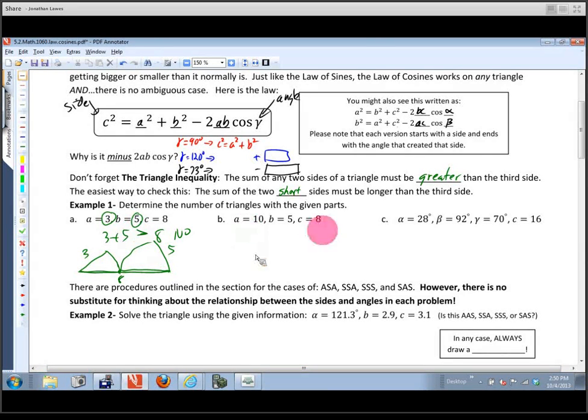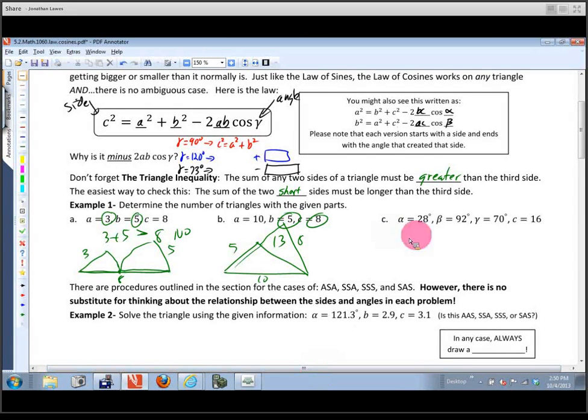So let's take a look at this one. Again, grab the two short sides, 5 and 8, that's 13. Are they greater than 10? They are, so we would have a triangle. And again, we could draw a picture of what this looks like. This would be 5, this would be 8. If I slide those together, they would come together and touch and make a triangle.